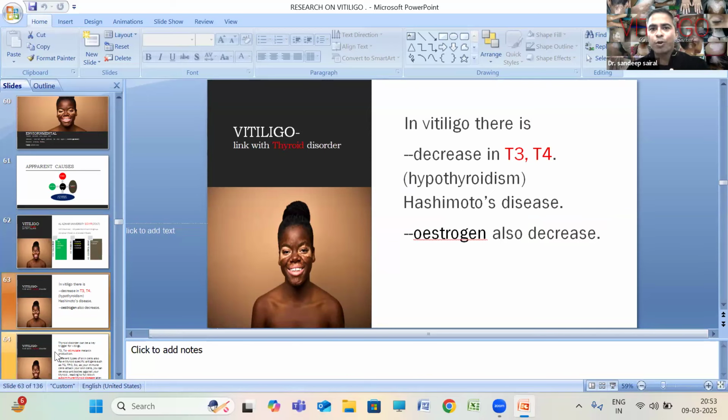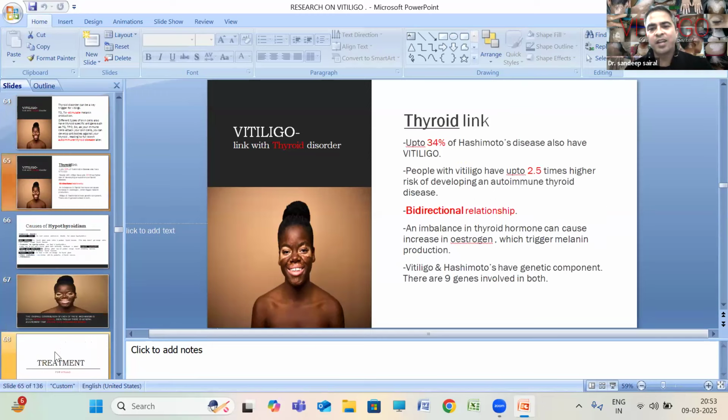In fact, I have found that sometimes the same person, the patient having vitiligo, also has Hashimoto disease together. Both can exist. Other diseases are also there, like diabetes, especially type 1 diabetes, anemia, and other autoimmune disorders. But the most common I have found with vitiligo is Hashimoto disease. And there's a theoretical doubt that says 34% of patients who have Hashimoto disease also have vitiligo, and people who have vitiligo can have up to 2.5 times higher chances of getting autoimmune thyroid disorders.